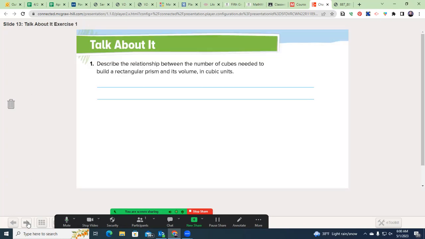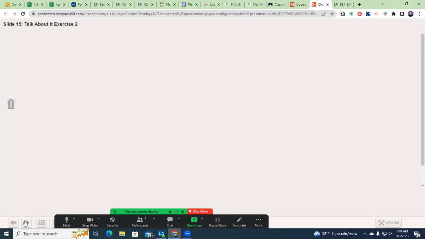So what's the relationship between the number of cubes needed to build a rectangular prism and its volume in cubic units? It is the same. However many unit cubes are needed is going to be your volume. And you should notice that by looking at the detail. There were 12 cubes in a layer. That meant the cubic volume was 12. And then when you add it all up, they were still matching up at 48 and 48.